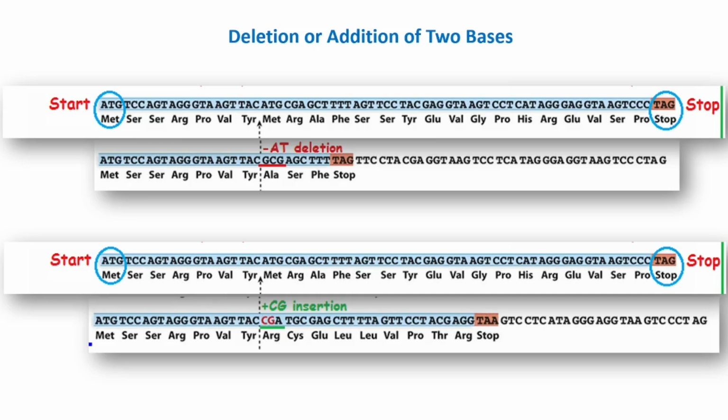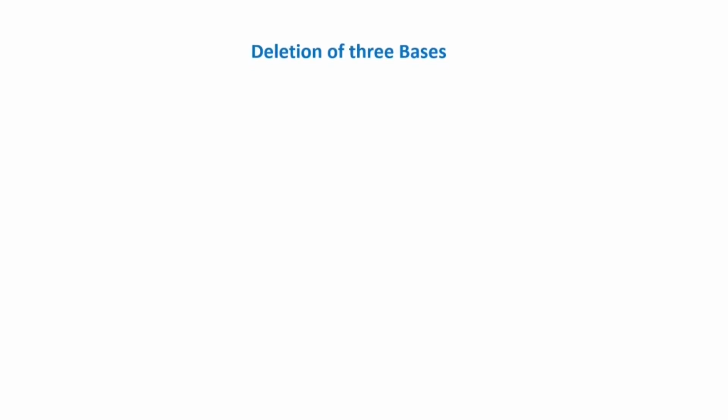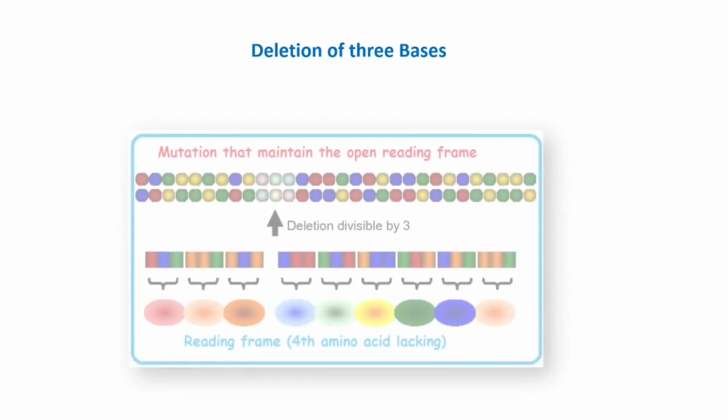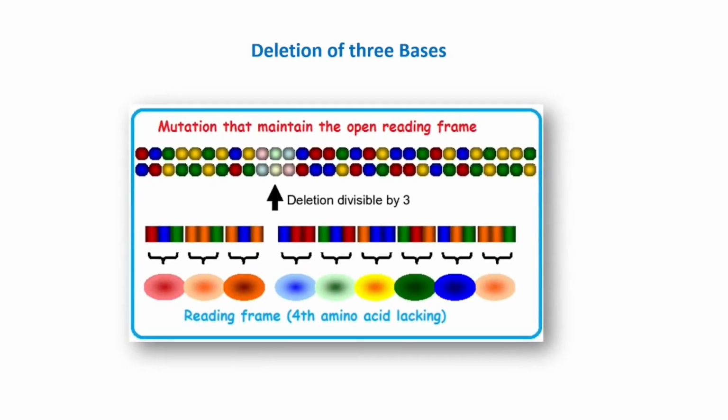Let us now see what happens when three nucleotides are deleted. When three bases are deleted, the reading frame does not change and hence no frameshift mutation occurs. The three nucleotides form a codon and as a consequence, the resulting protein has one amino acid less in the protein. Likewise, if three bases are added, the resulting protein will have one amino acid more in the sequence, but there will be no frame shift. The protein may still be biologically functional.